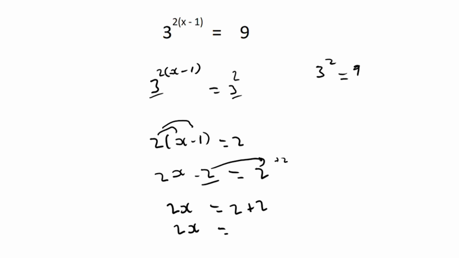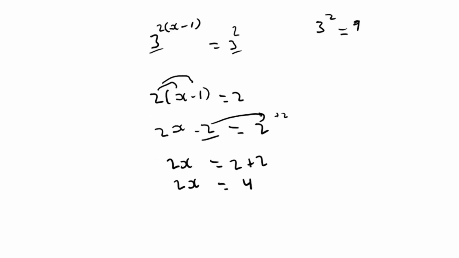Okay, yeah, 2x equal 4. Divide both sides by 2: 2x divided by 2, 4 divided by 2. x equal 2. That is the answer.